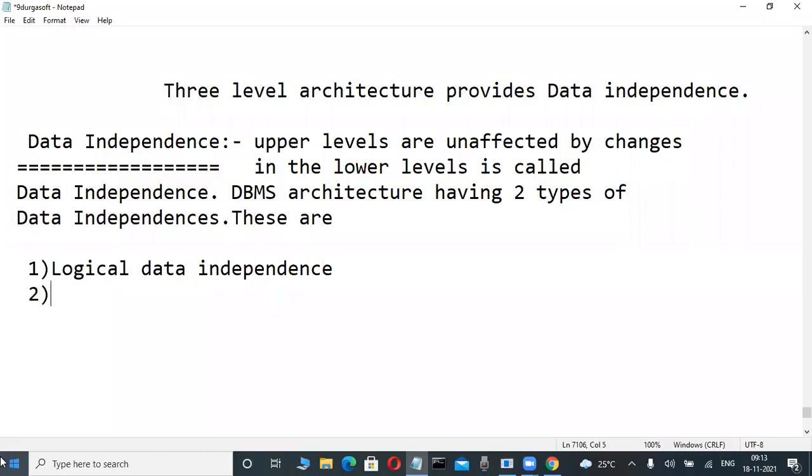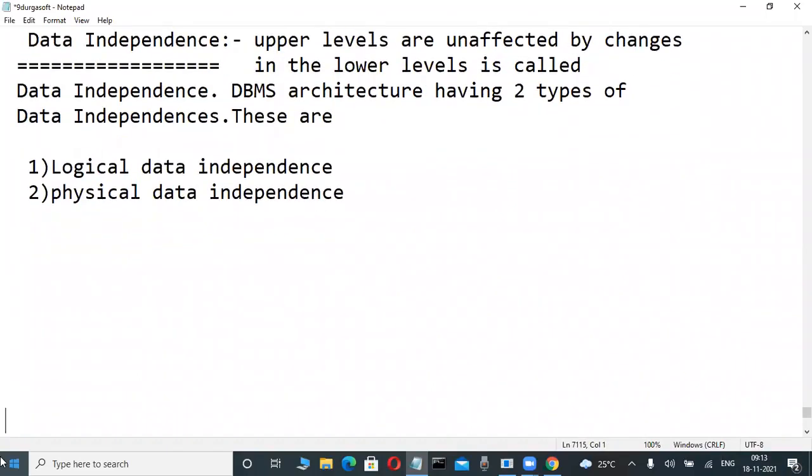Second one, physical data independence. Logical data independence. Second one, physical data independence.